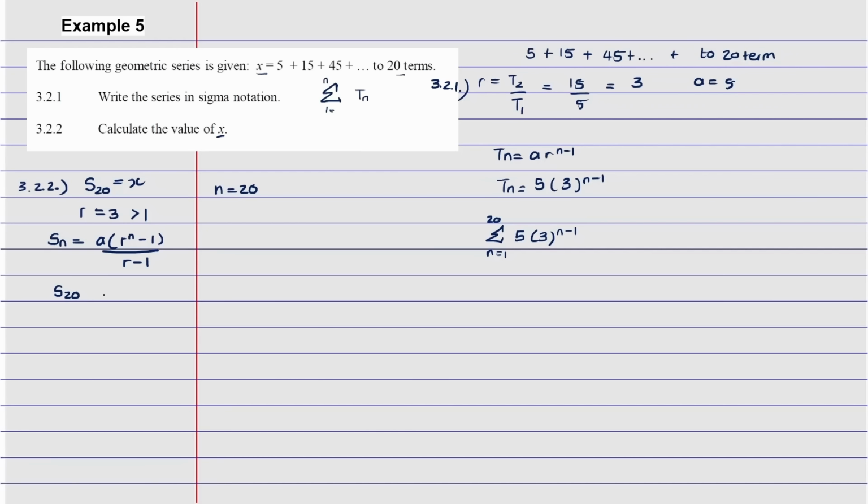So substitute them. It's going to be equal to 5, open bracket, 3 to the power 20, then minus 1, then divided by 3 minus 1. Punch that into the calculator, and you're going to get your value as 8 716 961 00. So this is going to be your final answer.